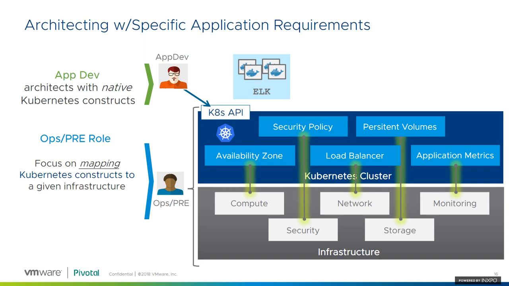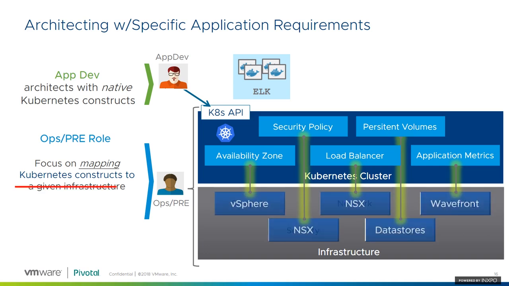So if Kubernetes is the platform, their sole job here is to not understand an ELK stack, but understand what the ELK stack needs. Offering these Kubernetes primitives like mapping an availability zone down to a specific rack in a data center somewhere. A security policy, you're going to need to implement that on some sort of security technology. Load balancer, same thing. That needs to map down to a different technology. So their whole job is mapping these Kubernetes constructs down to infrastructure.